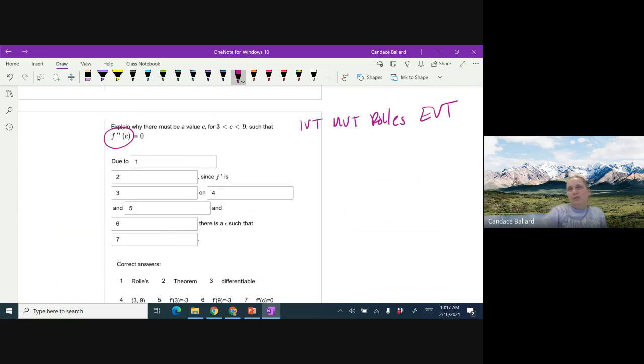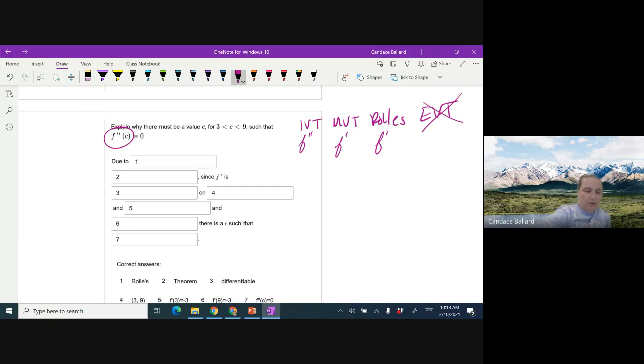So the first thing I have to know is, first of all, is it talking about maxes or mins? Yes or no? Is it talking about maxes or mins anywhere? Nope, no maxes and mins. So EVT is out, right? Because it's not talking about maxes and mins. All right, so if it's going to be IVT, they match. If it's going to be MVT, it's going to be 1 up, right? Or Rolle's, it's going to be 1 up.